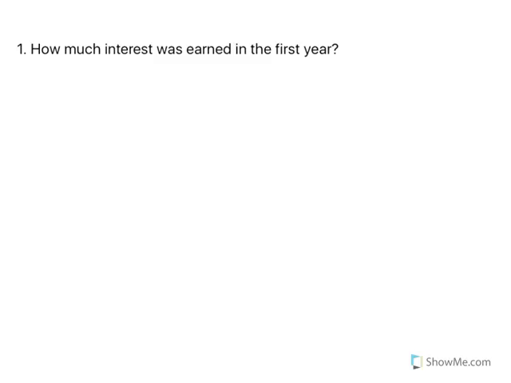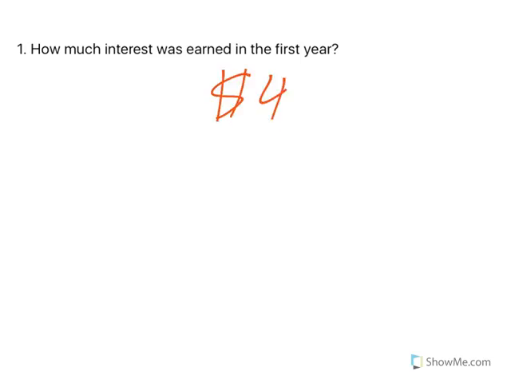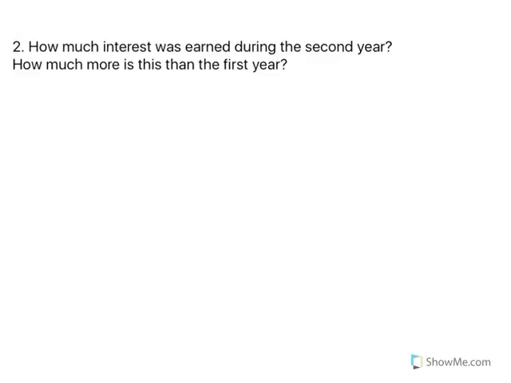So how much interest was earned in the first year? Well, that one's not bad, right? It's right here. So the first year of interest is $40. Just like with simple interest, the first year for simple and compound will always be the same. Now, what about the second year?